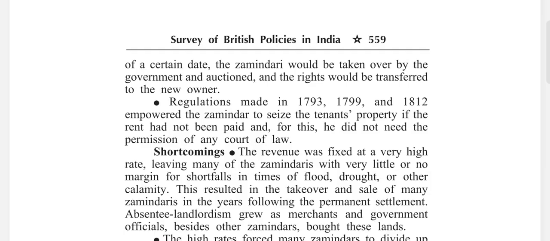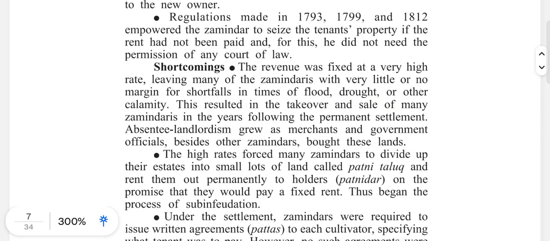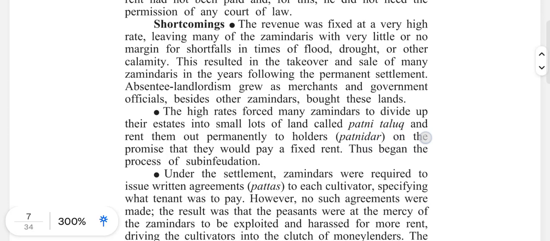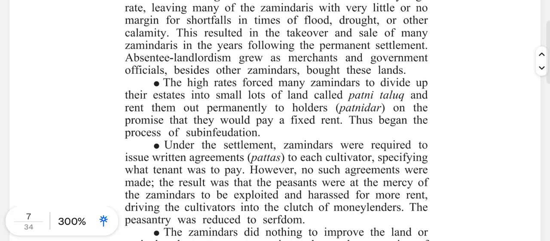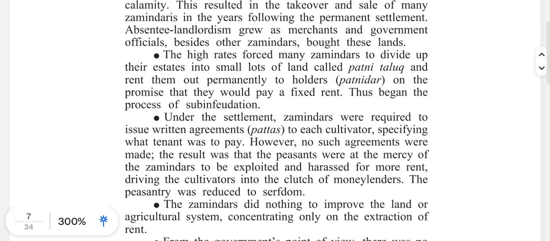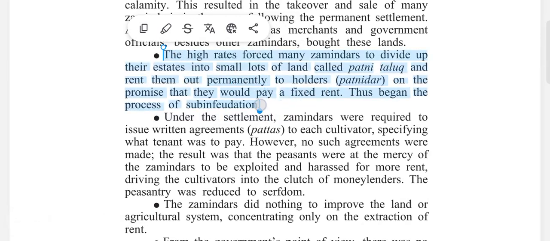Shortcomings: the revenue was fixed at a very high rate, leaving many of the zamindaris with very little or no margin for shortfalls in times of flood, drought, or other calamity. This resulted in the takeover and sale of many zamindaris in the years following the permanent settlement. Absentee landlordism grew as merchants and government officials, besides other zamindars, bought these lands. The high rates forced many zamindars to divide up their estates into small lots of land called patni taluks and rent them out permanently to holders, patnidars, on the promise that they would pay a fixed rent. Thus began the process of subinfeudation.